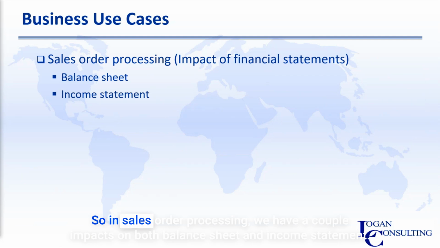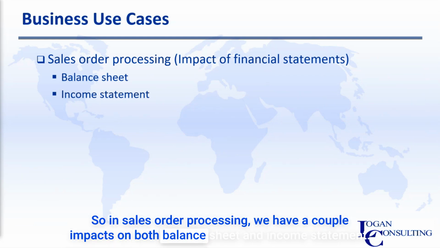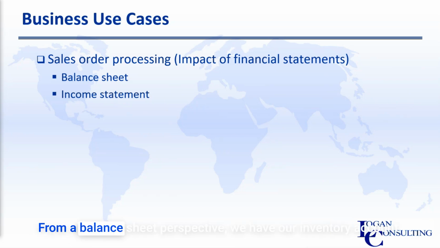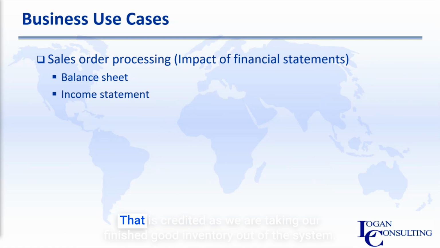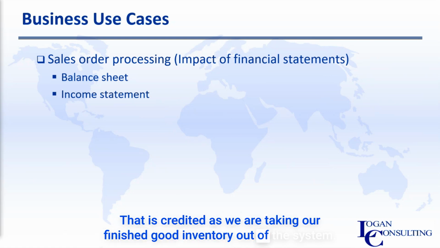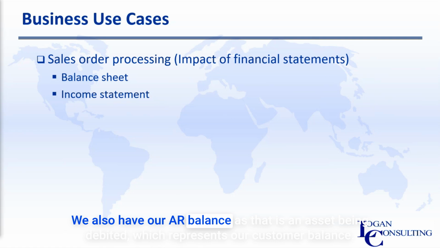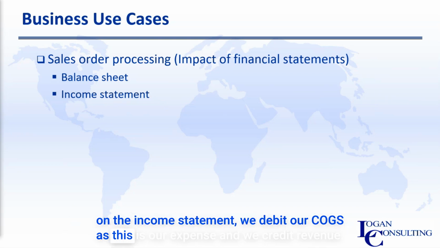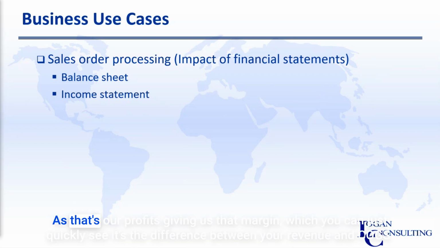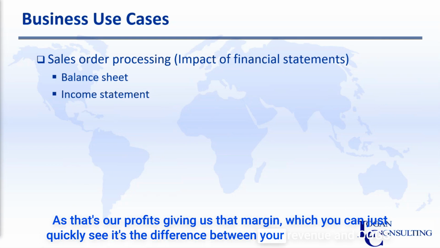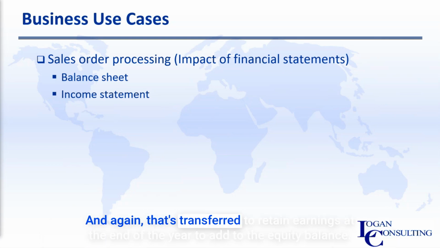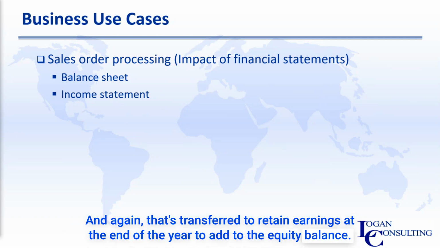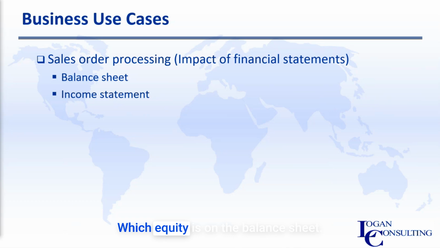So in sales order processing, we have a couple impacts on both balance sheet and income statement. From a balance sheet perspective, we have our inventory account that is credited as we are taking our finished good inventory out of the system. We also have our AR balance, as that is an asset being debited, which represents our customer balance. On the income statement, we debit our COGS, as this is our expense, and we credit revenue, as that's our profits, giving us that margin, which you can just quickly see it's the difference between your revenue and COGS. And again, that's transferred to retained earnings at the end of the year to add to the equity balance, which equity is on the balance sheet.